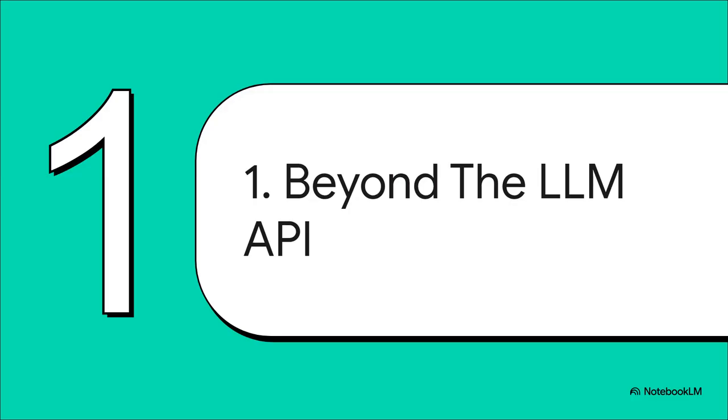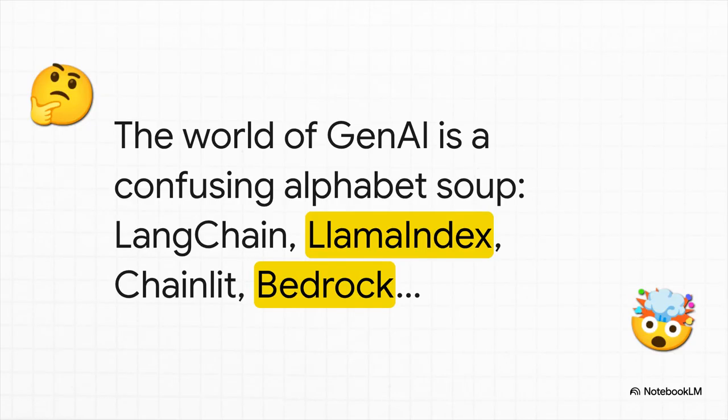Okay, so first things first. Let's talk about what actually happens the moment you decide to go beyond that simple API call. Because the second you try to build something, you get hit with this alphabet soup of names, right? LangChain, LlamaIndex, Chainlit, Bedrock. It's honestly overwhelming. You start asking yourself, okay, which one do I even learn? Which one is the best one? And maybe the most confusing part, why do so many of them seem to do the exact same thing?